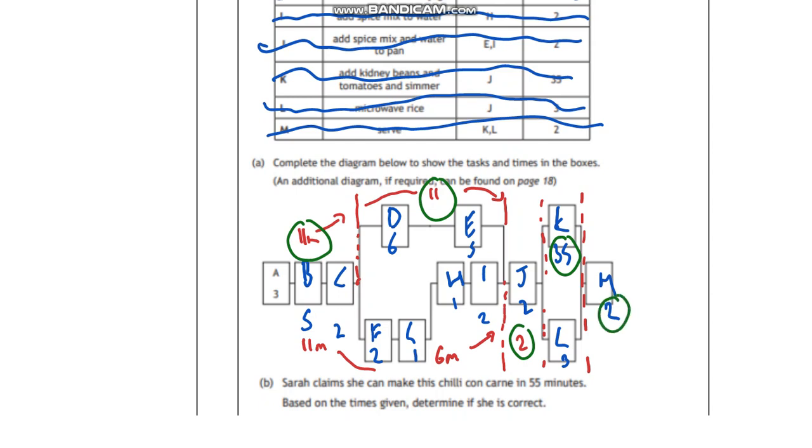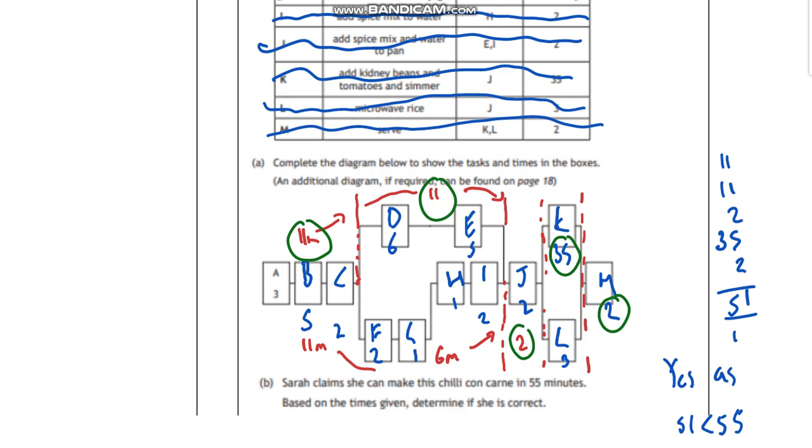So if we just add all that up, we've got 11, 11, 2, 35, and 2. So 2, 3, 4, 9, 11, and 4, 40, 41, 51. Let's carry my 1. So she's going to make it in 55 minutes. Yes, you're absolutely right. Yep, she's correct. Yes, she is okay. Yes, as 51 is less than 55.